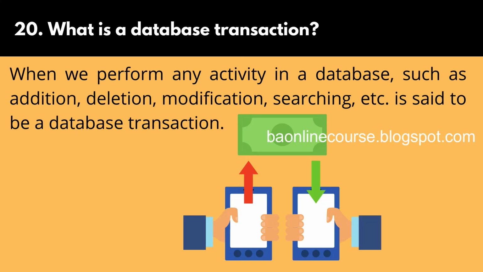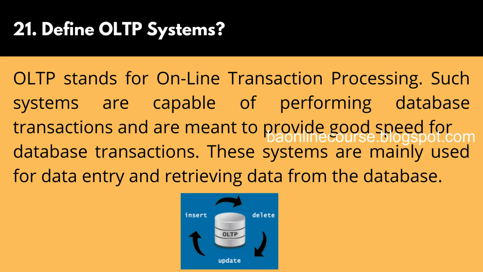Next, question number 20. What is a database transaction? When we perform any activity in a database, such as addition, deletion, modification, searching, etc., is said to be a database transaction. Next question number 21. Define OLTP systems. OLTP stands for Online Transaction Processing. Such systems are capable of performing database transactions and are meant to provide good speed for database transactions. These systems are mainly used for data entry and retrieving data from the database.